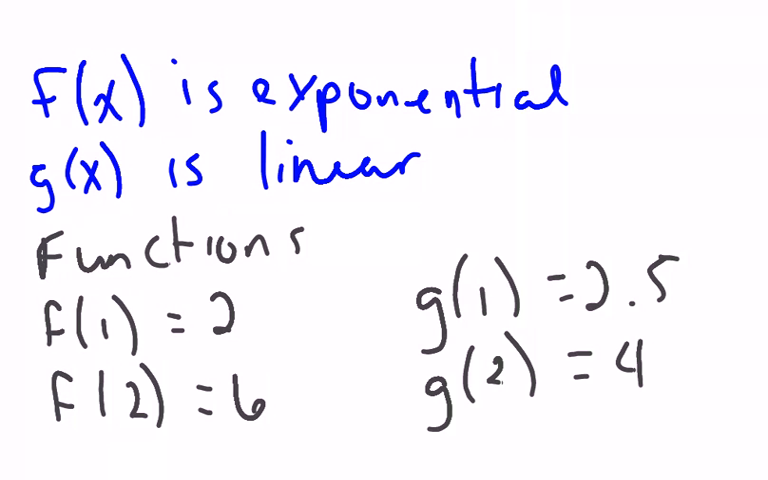Now the question is true or false. It follows there must be a solution to f of x equals g of x between 1 and 2. So that means that the x's between 1 and 2, we're saying, hey, there's going to be some sort of solution in between those two. So how do we know?